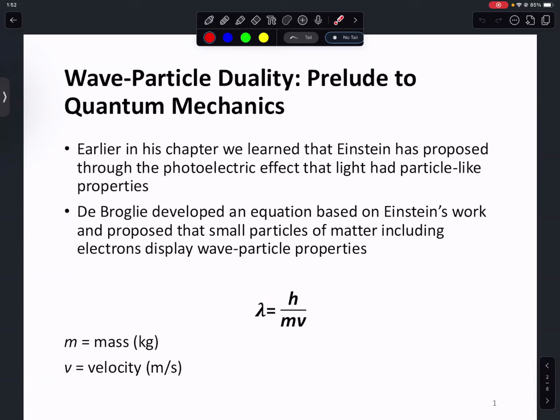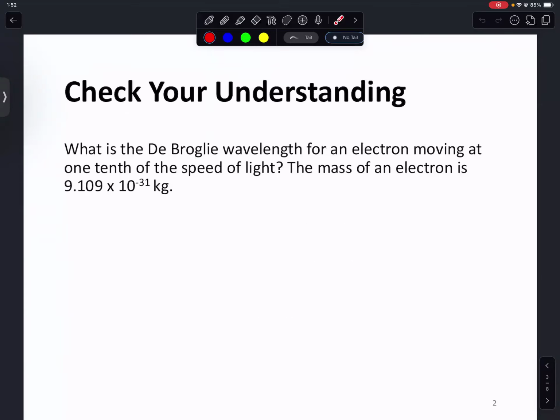Now, de Broglie's equation applies to any matter. So it's not just subatomic particles, it's also larger or macroscopic objects such as a baseball or a golf ball. It just does not make that much impact because larger objects such as a car, for example, have a very small wavelength. Now let's move on to problems, and I will show you two types of problems.